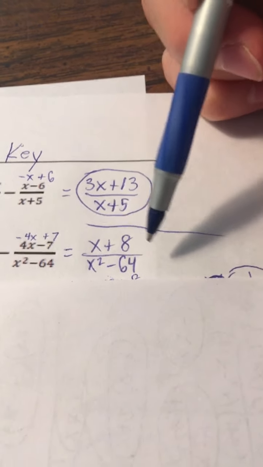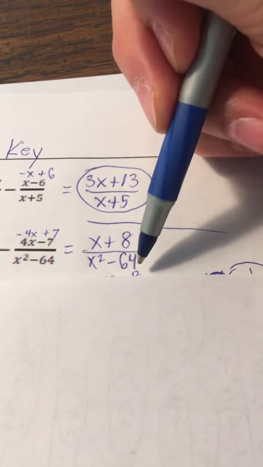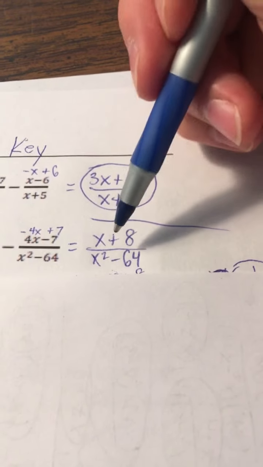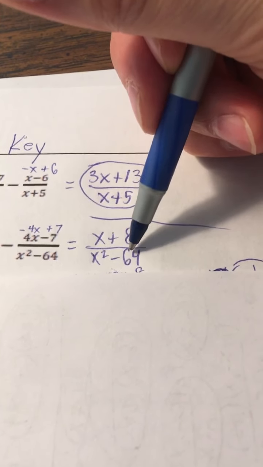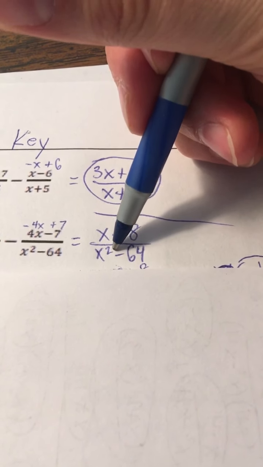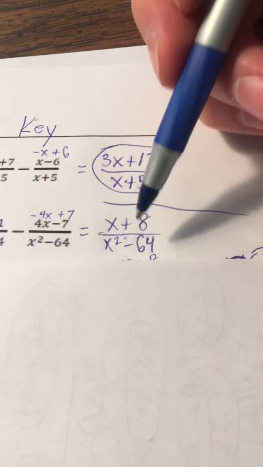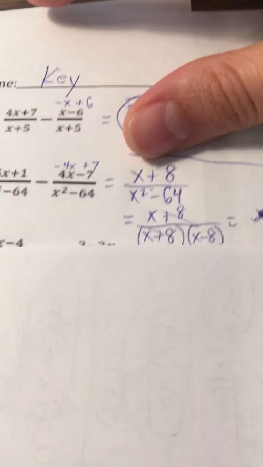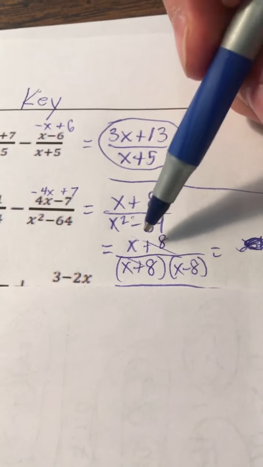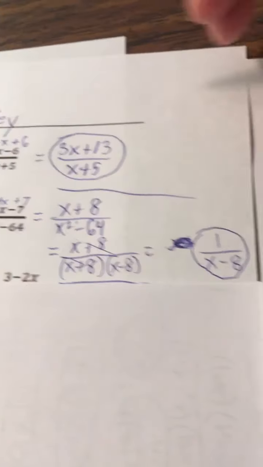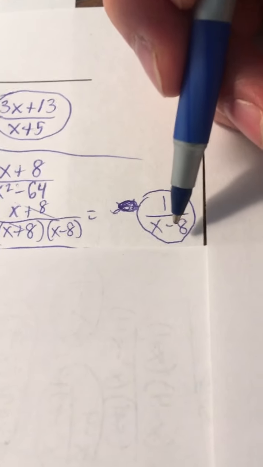But you can simplify this. I can factor the bottom. Remember, we did simplifying these last week. X squared minus 64, factor it. What numbers multiply to give you -64 and add to give you 0 for your middle term? Plus 8 and minus 8. So I can factor that bottom into x plus 8, x minus 8. And then I can cancel out the x plus 8. So my final answer there is going to be 1 over x minus 8.